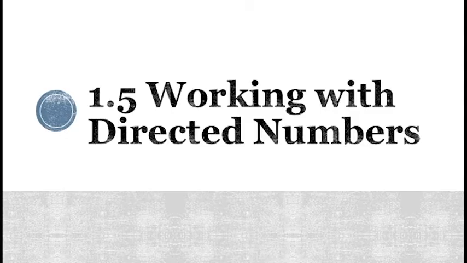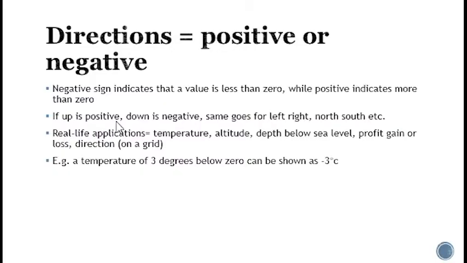Directed numbers are numbers with direction, like in physics, speed versus velocity, where velocity is magnitude with direction and speed is just the magnitude. There are two directions, positive or negative. A negative sign indicates that a value is less than 0, while positive indicates more than 0. If up is positive, down is negative, and it's the same for left, right, north, south. Some real-life applications: temperature, altitude, depth below sea level, profit gain or loss, direction.